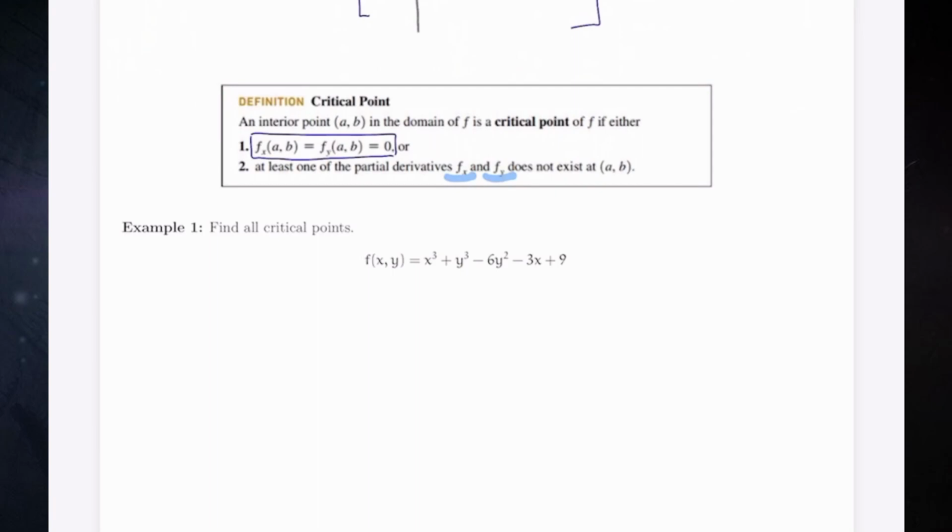Okay, let's go ahead and solve this problem. Here we're just determining what the critical points are. How do we do this? In general, we need to solve the following system. The first derivative of f with respect to x needs to be 0, and the first derivative of f with respect to y also needs to be 0. So this needs to happen simultaneously.